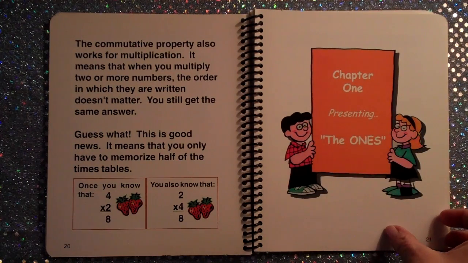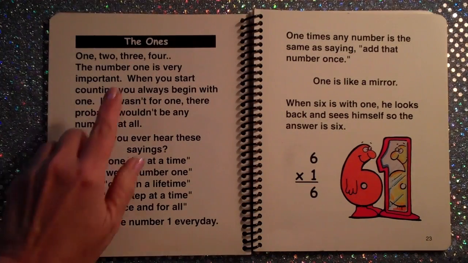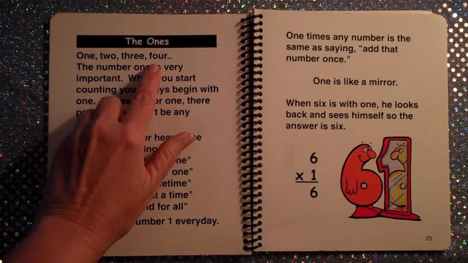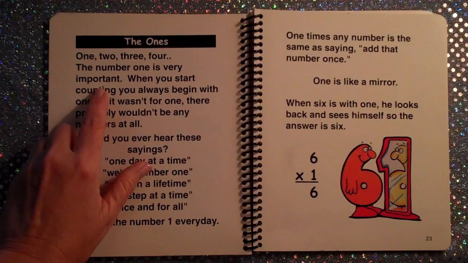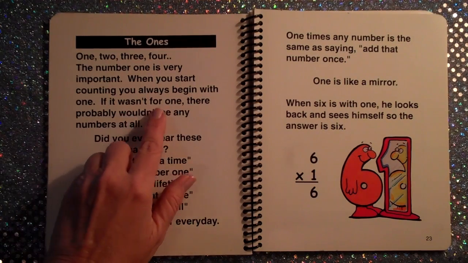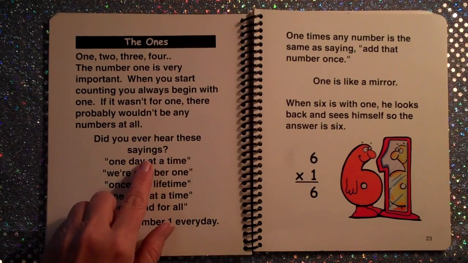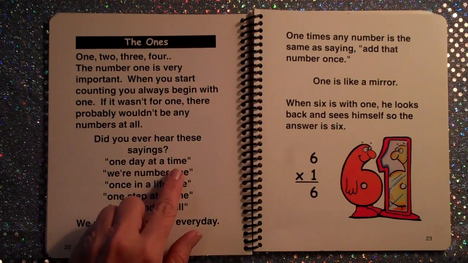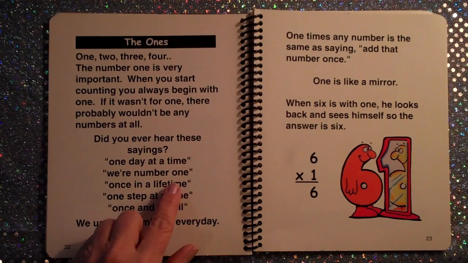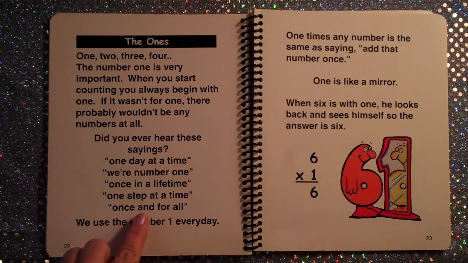Chapter 1, presenting the ones. The ones. 1, 2, 3, 4. The number 1 is very important. When you start counting, you always begin with 1. If it wasn't for 1, there probably wouldn't be any numbers at all. Did you ever hear these sayings? One day at a time, we're number 1, once in a lifetime, one step at a time, once and for all. We use the number 1 every day.